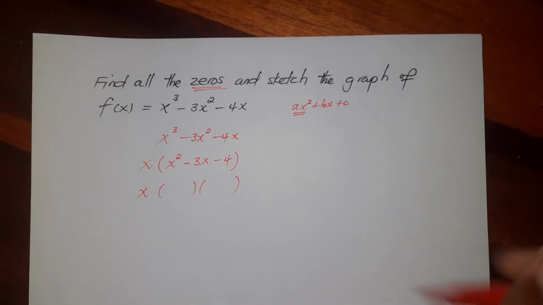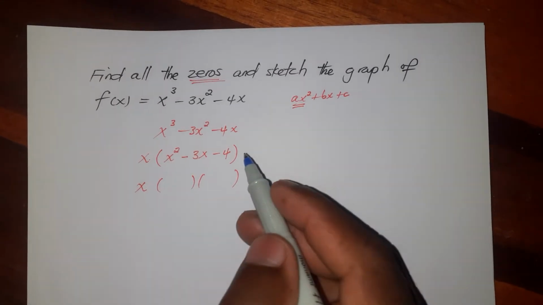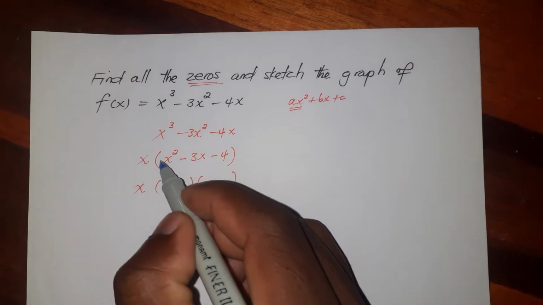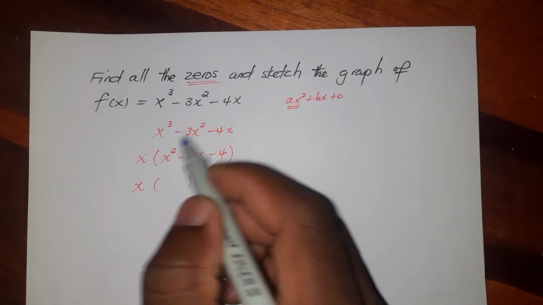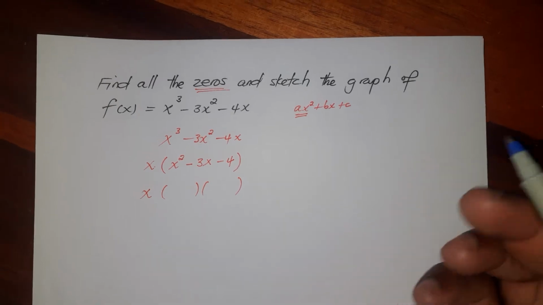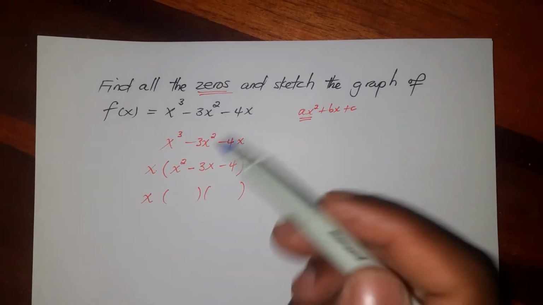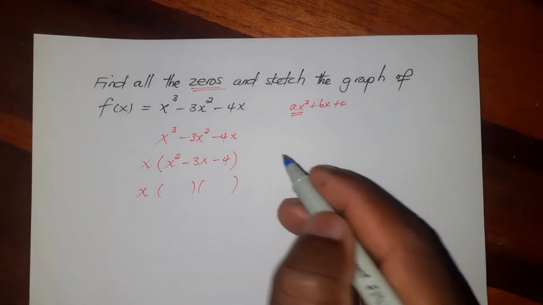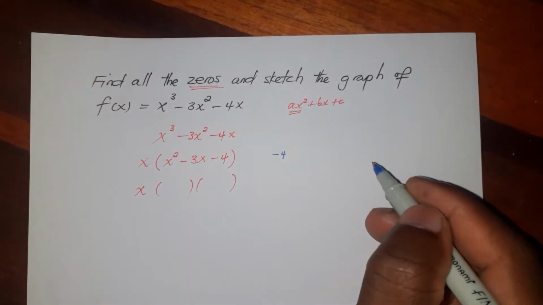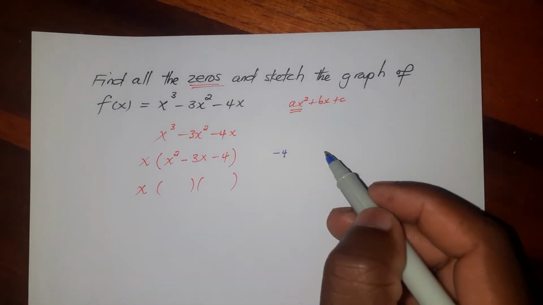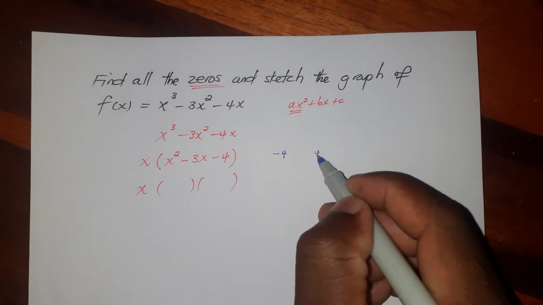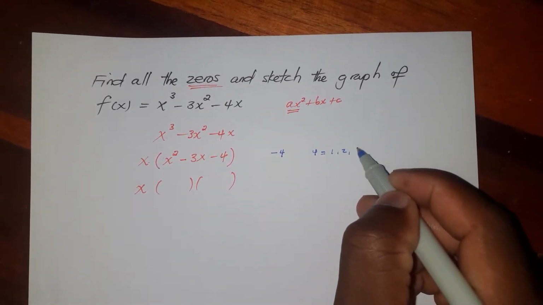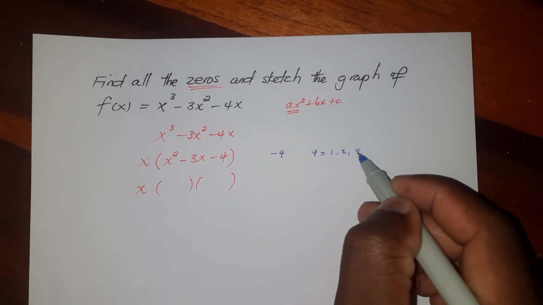And then in front of x squared, there is a 1, although we don't show it. Now what you do, you say 1 times negative 4, and then you get negative 4. Now we have to find two numbers which are factors of 4. 1, 2, and then 4 itself. These are the factors of 4.